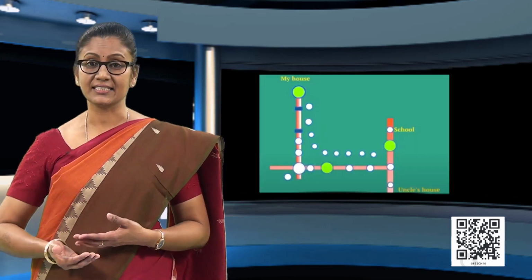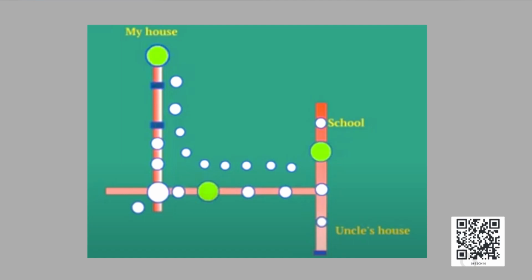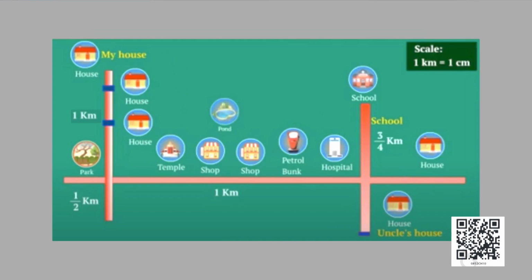Now, let us consider another map. Here, in this map, we are not able to find the distance between the house and the school. Why? Because the map is not drawn to a given scale. Now, let us consider this second map. Here, we can find the distance between any two given landmarks because this map is drawn to a given scale. So, this is how the scale in a map allows us to find the distance between any two landmarks in the map.